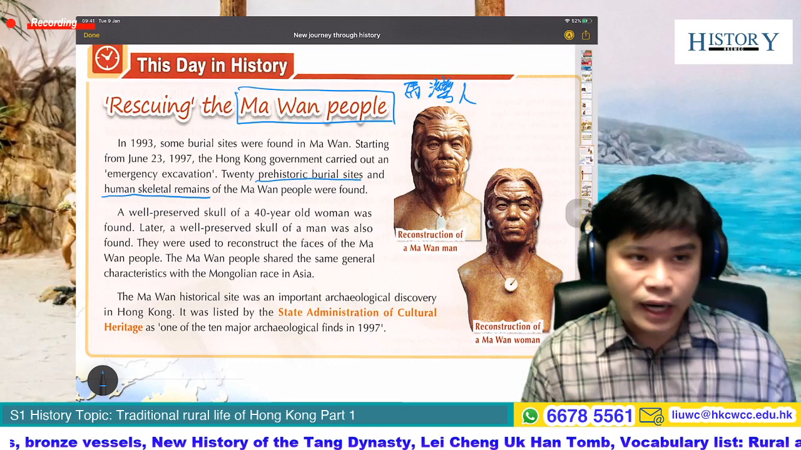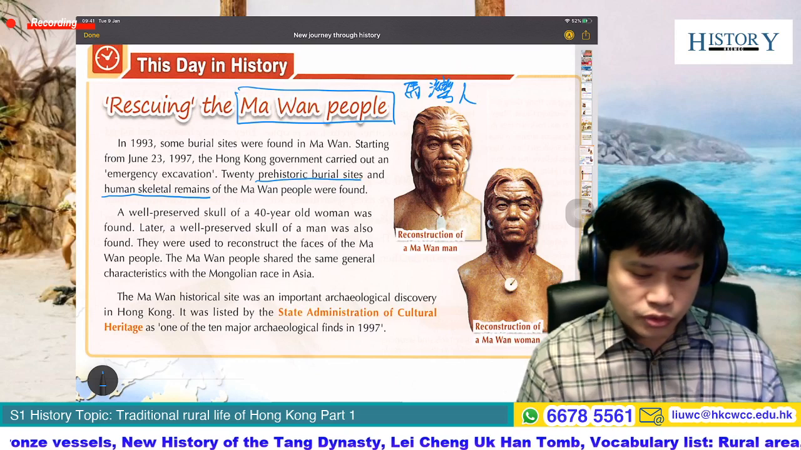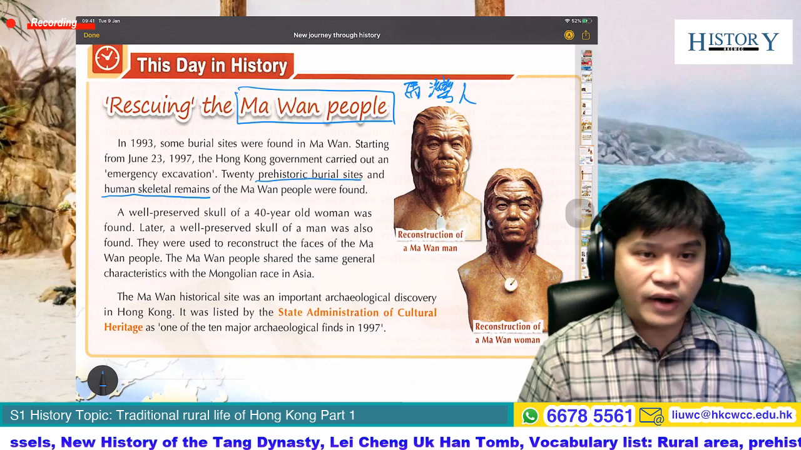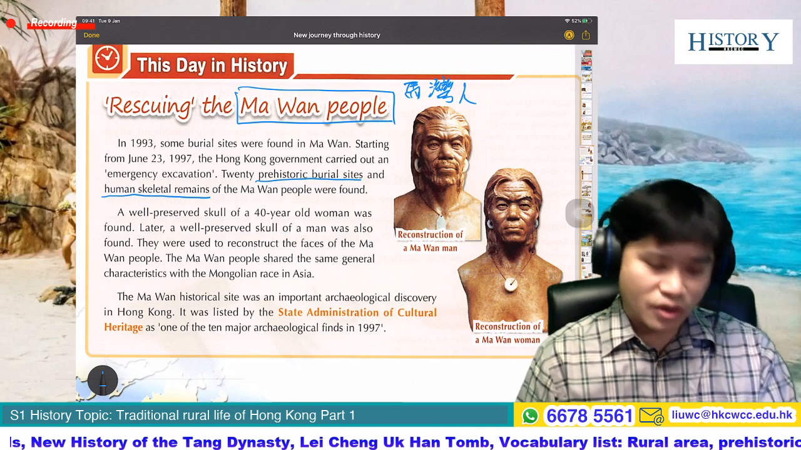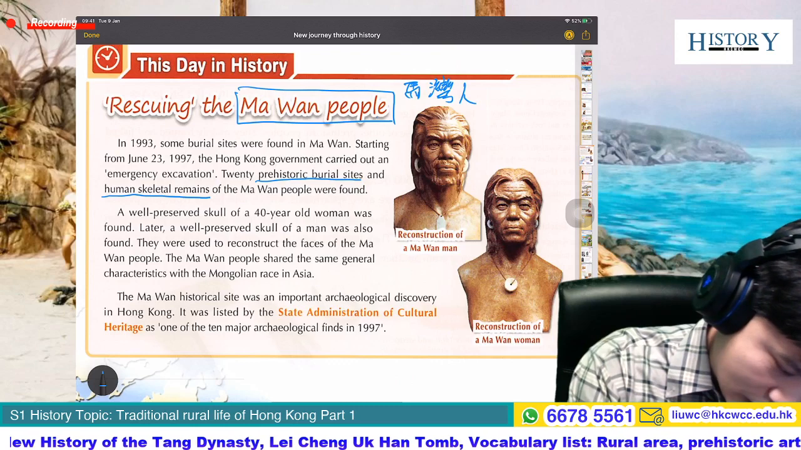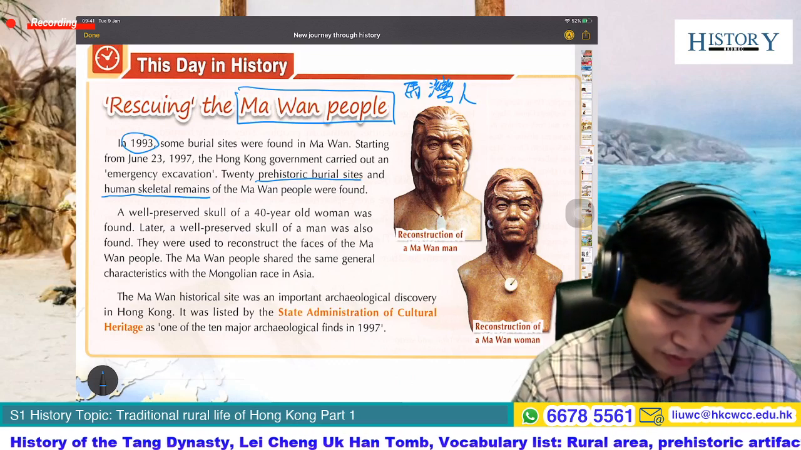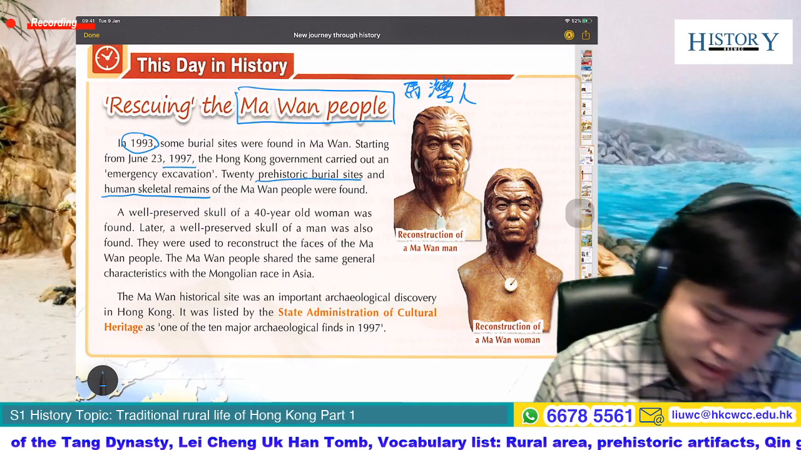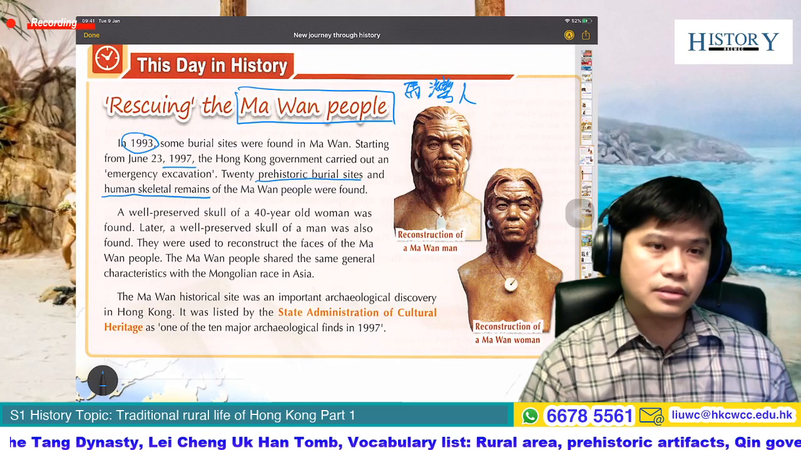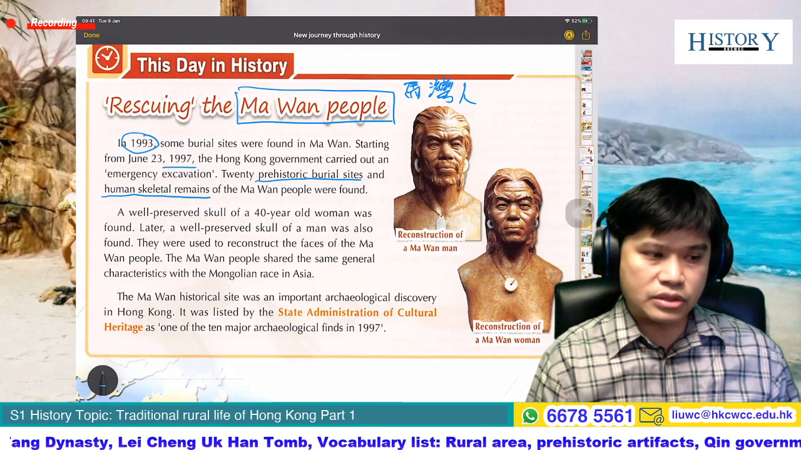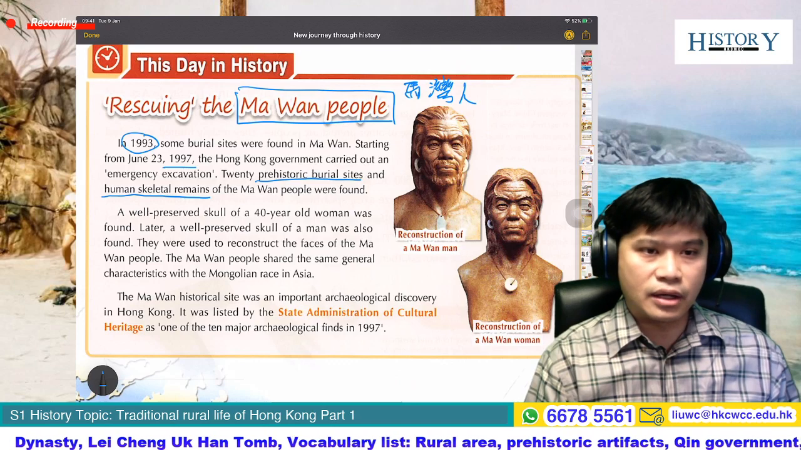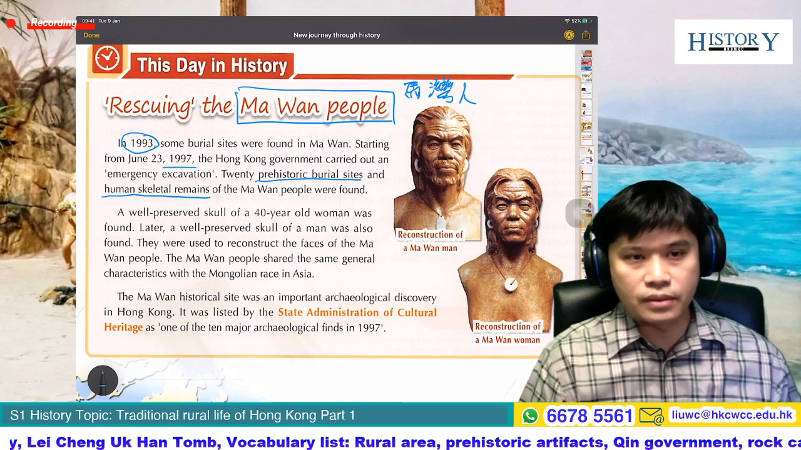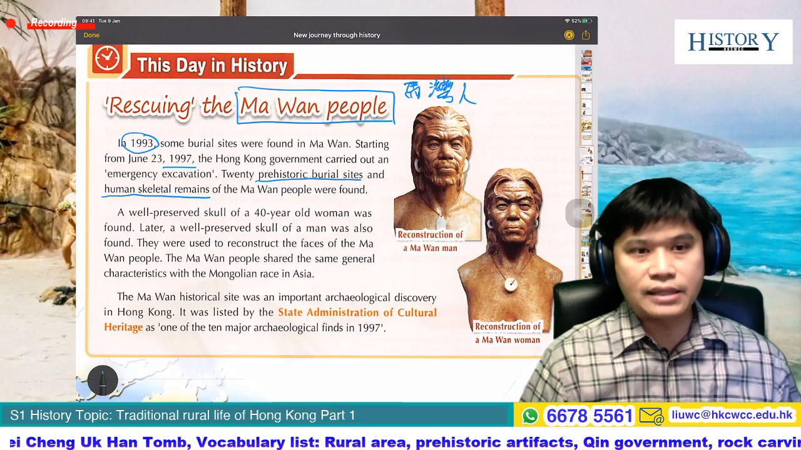But why do we discover those archaeological artifacts or findings in Ma Wan? It is because if you look here, in 1993, and starting from 1997, the government started to discover those findings in Ma Wan. It is because during the 1990s, the Hong Kong government started to develop Lantau Island.